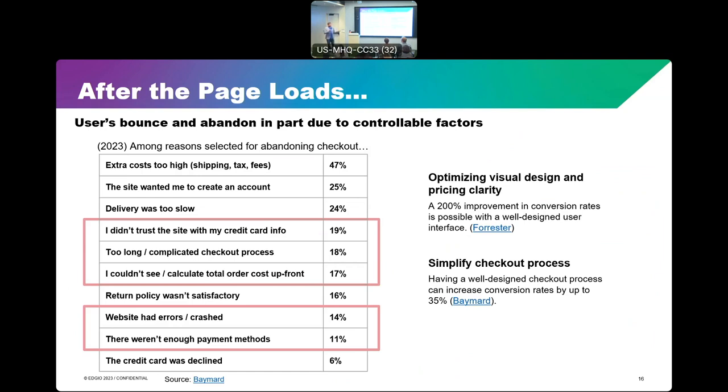Issues seeing costs up front. They felt there were surprise costs. So that's something very solvable. Present that information earlier, with transparency in pricing. And there's a Forrester study that says you could have up to a 200% improvement in conversion rate from improved user experience.